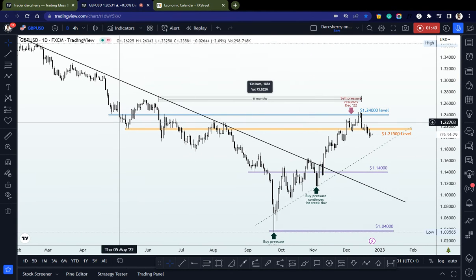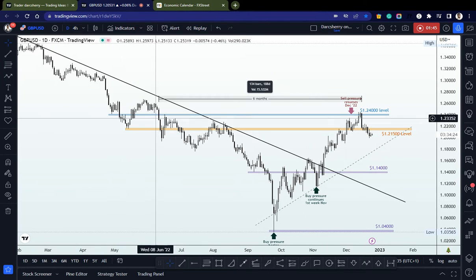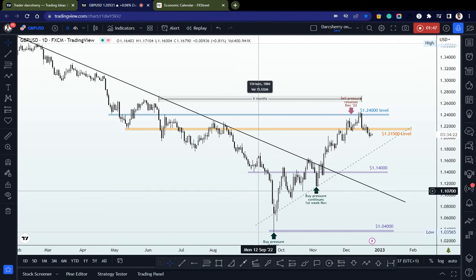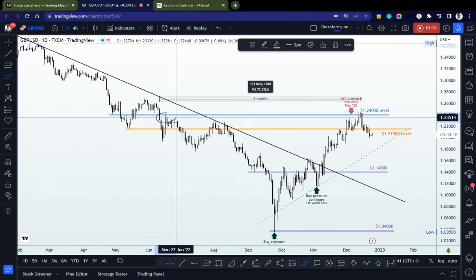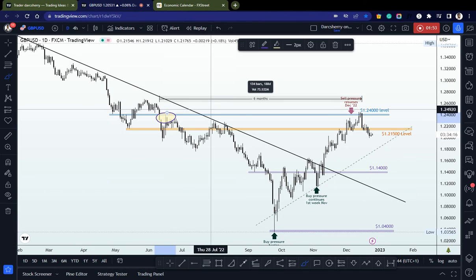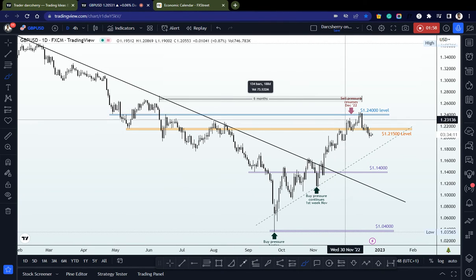If you look at the structure critically, you will notice how this level has been a major determinant of price action, at least since the month of May of this year. This level has been holding selling pressure. Look at the 1.214 here, in the month of June, it was holding selling pressure. And since the breakdown of that structure, price has continued to trade below that level.